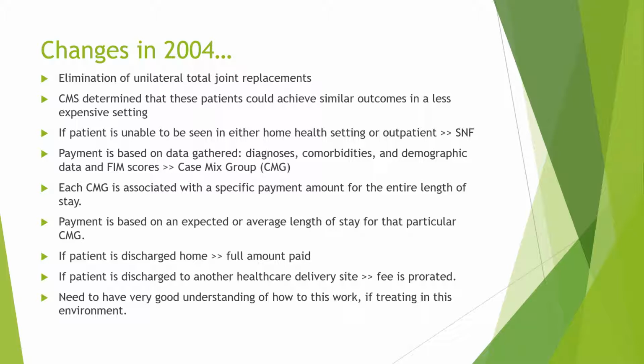So in 2004, there were some changes that were made to the CMS PPS plan. So again, we already discussed the elimination of the unilateral total joint replacements. CMS determined that these patients could achieve similar, if not better, results in a less expensive setting. So a lot of these patients are either seen in home health or an outpatient, and if neither of those two are appropriate for the patient, then they are sent to a skilled nursing facility.